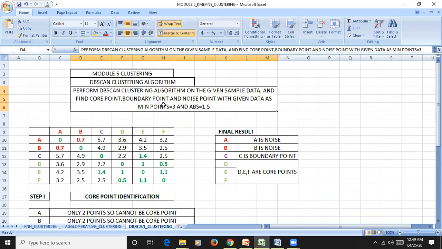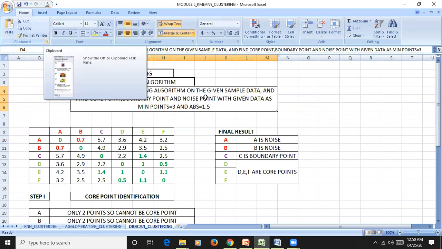Usually they will ask you to perform the DBSCAN clustering algorithm on the given sample data and find the core point, boundary point, and noise point. These are the three kinds of points here. Core points: any cluster which has a number of core points within it is stated as one cluster. A point lying within the neighborhood of a core point, I call a boundary point. And noise is that which is not included in the traversals, but even then it has been considered.